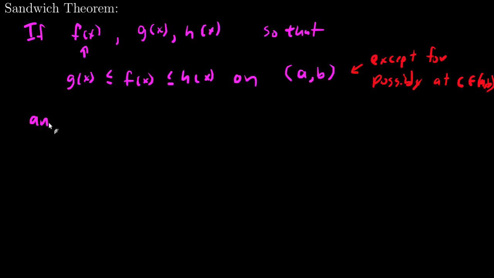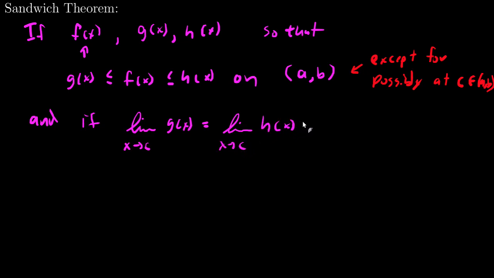And if the limit as x approaches C of g of x is equal to the limit as x approaches C of h of x is equal to some value L, then the limit as x approaches C of f of x must also equal L.